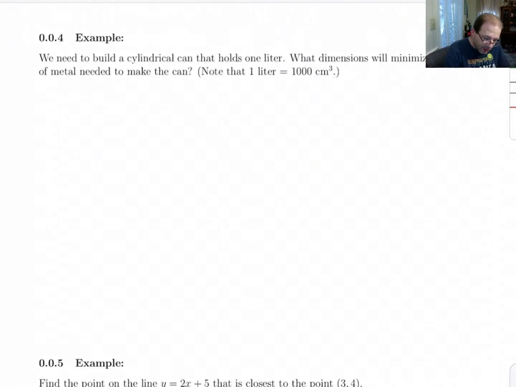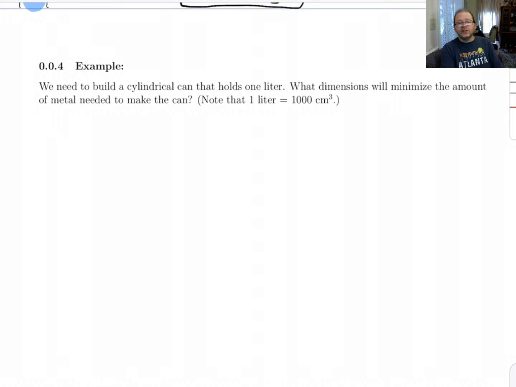All right, we need to build a cylindrical can that holds 1 liter. What dimensions will minimize the amount of metal needed to make the can? And note here, 1 liter is 1,000 cubic centimeters. All right, so we need to look at a can and figure out what its surface area is.